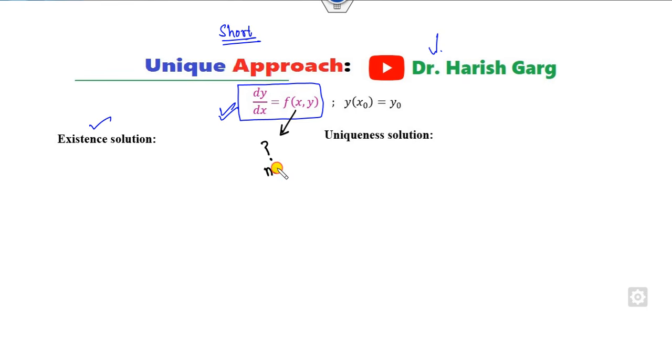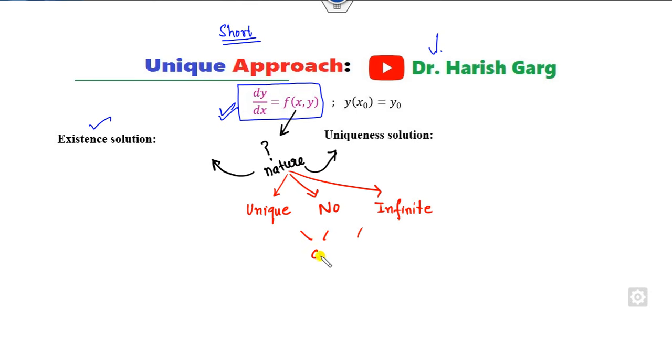What is the nature of this function f? That will define whether you will get a unique solution or not. The main objective is to check whether a unique solution exists, whether there is no solution, or whether there are infinitely many solutions. Then we will see what the conditions are for the first order differential equation so that this will happen. I am sure that if you watch this lecture completely, you can solve each question related to this topic of existence and uniqueness within 10 seconds.